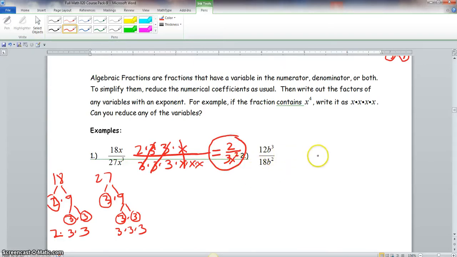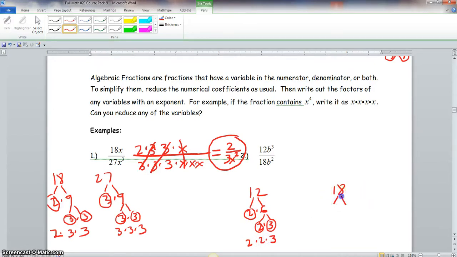Now, we go to number 2. We would take the prime factorization of 12 and the prime factorization of 18. 12 breaks down to 2 times 6. 2 is prime. And then 6 we break down to 2 times 3. So now we have 2 2's and a 3.